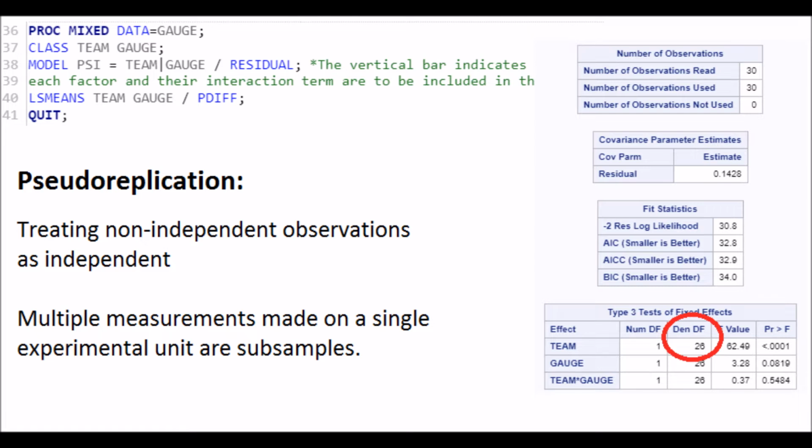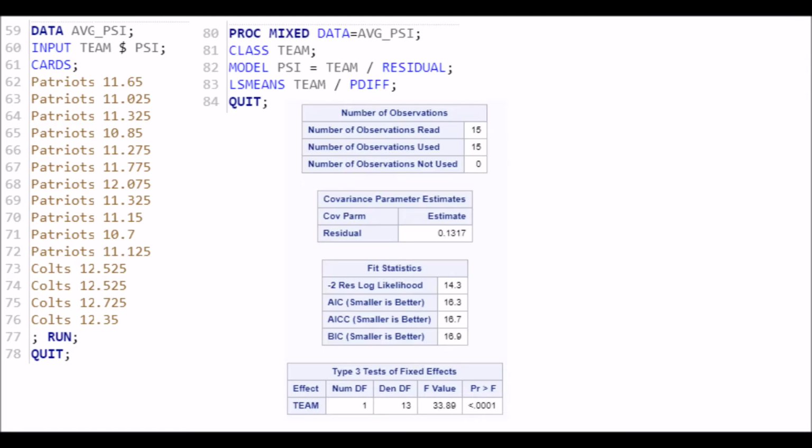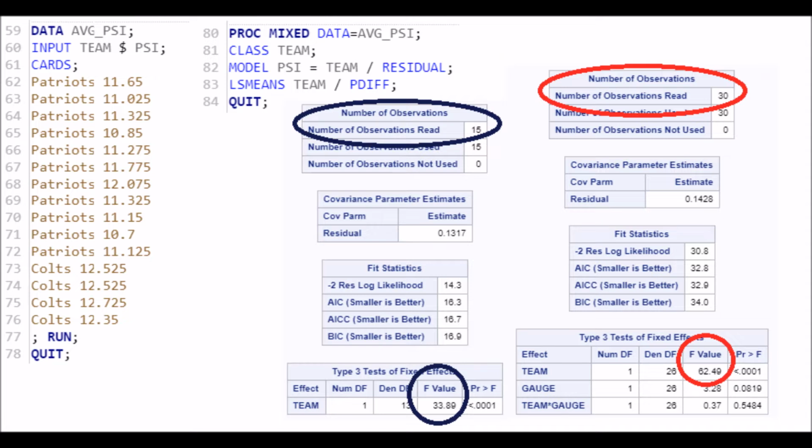In this case, the 2 measurements made on each football are subsamples. One way to correct for this is to take the mean of the 2 measurements so that you only have a single PSI value that represents each football. Looking at the output when the data are analyzed this way, you will see how much less power this test has by looking at the F-value for team.